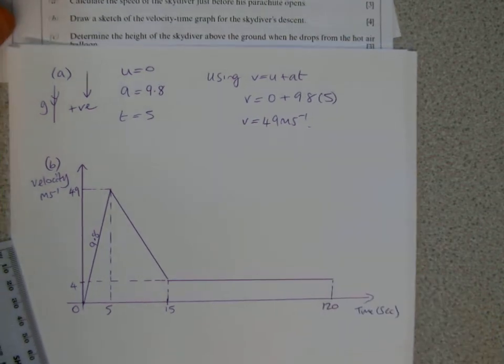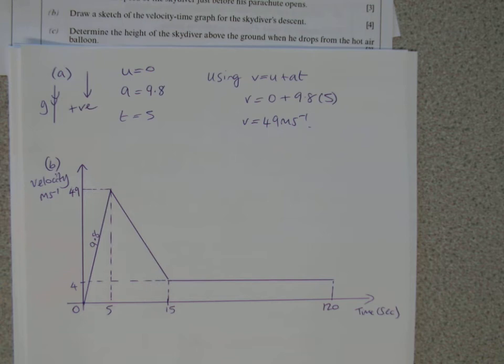The part C then, it says determine the height of the skydiver above the ground when he drops from the hot air balloon. So the height of him above the ground when he drops from the hot air balloon. Now we're going to need to use this to work out the height. Okay, we can't just use equations because there's 3 stages of the journey. We could use equations, but we'd have to do it for the 3 stages, as I said, because here he's accelerating, here he's decelerating, and then here he's going at a constant speed. So you have to use the equations 3 times.